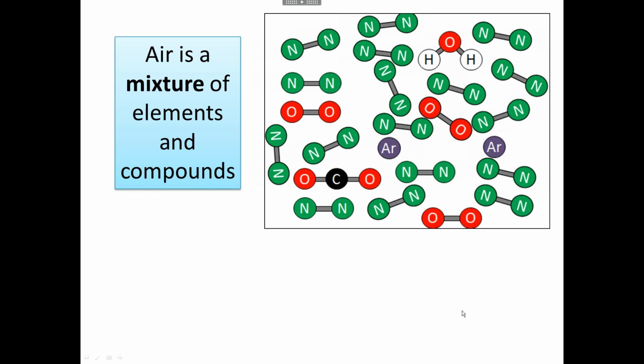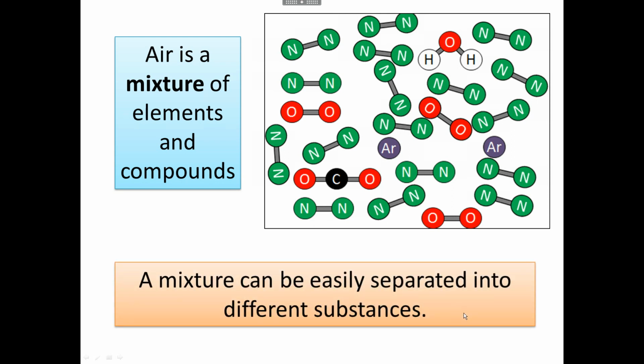The definition of a mixture is that it is made up of more than one substance, different substances, and they can be easily separated. It is possible to separate the nitrogen from the oxygen. They're not bonded to each other. We can separate out the H2O, the water, or the carbon dioxide, or the argon. We can separate these chemicals because they are a mixture, and a mixture can always be separated into different substances.